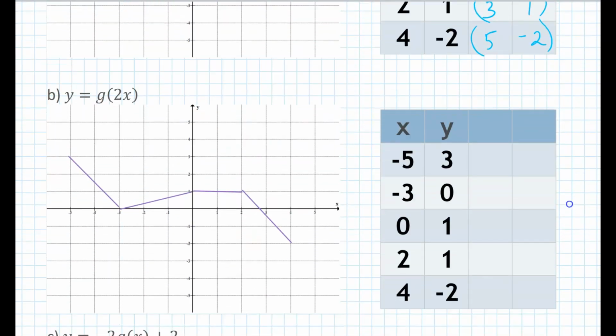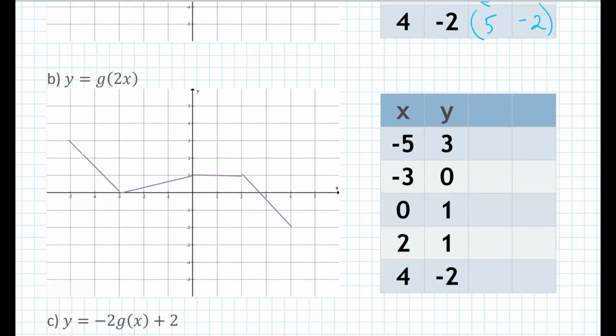Okay. Our next transformation that we're going to do is g of 2x. And that 2 is being multiplied to the x. So what did we say? When we're multiplying to x, what kind of relationship do we have? Reciprocal. It's going to be reciprocal, okay? And so we're going to multiply which values? X values.